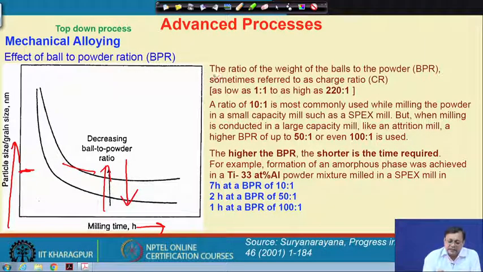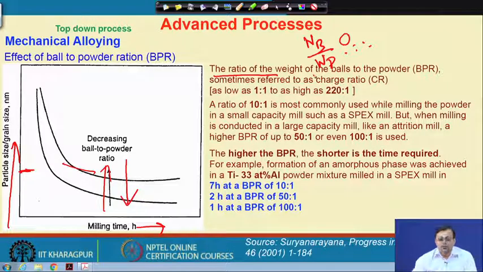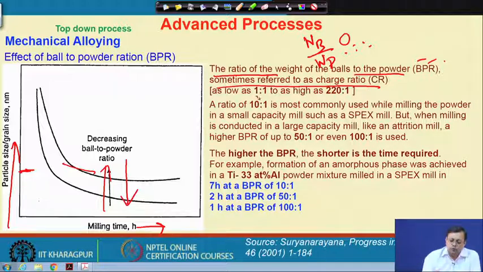So, the ratio of the ball and the powder particle means the ratio of the weight of the ball to the weight of the particles or the powders. This powder to ball ratio or ball to powder ratio is sometimes referred to as a charge ratio or CR. It could be 1:1 to 220:1. This is a very high ball to powder ratio actually.